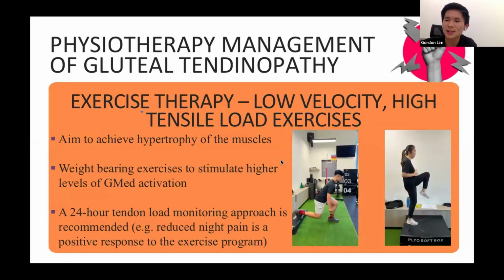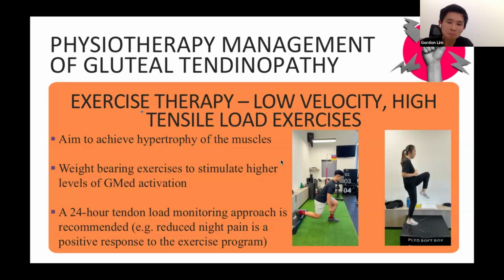So once isometric exercises are completed and patients are able to cope with more load, we can then introduce low velocity, high tensile load exercises. The aim is to achieve hypertrophy of the muscles, and in this particular case, we might focus on the gluteus medius and minimus. Weight-bearing exercises can also stimulate higher levels of muscle activation. As patients may be coming back from injury, a 24-hour load monitoring approach can be used to observe the tendon response to exercises. So these are simple exercises that target the hip abductors, which can help with the treatment of gluteal tendinopathy.